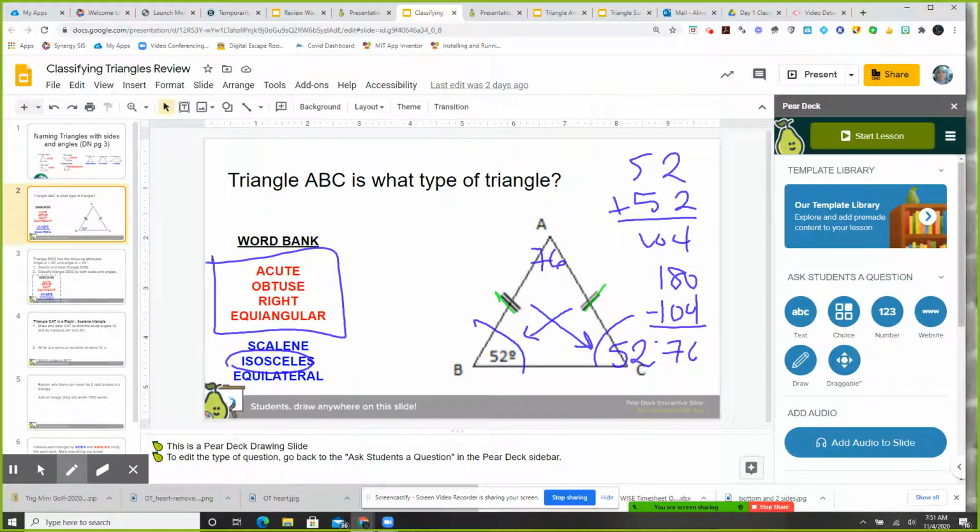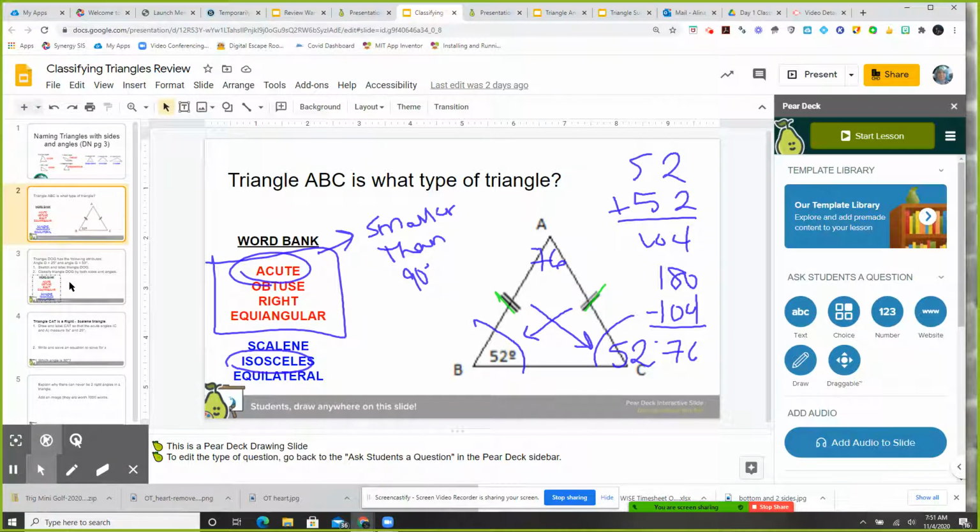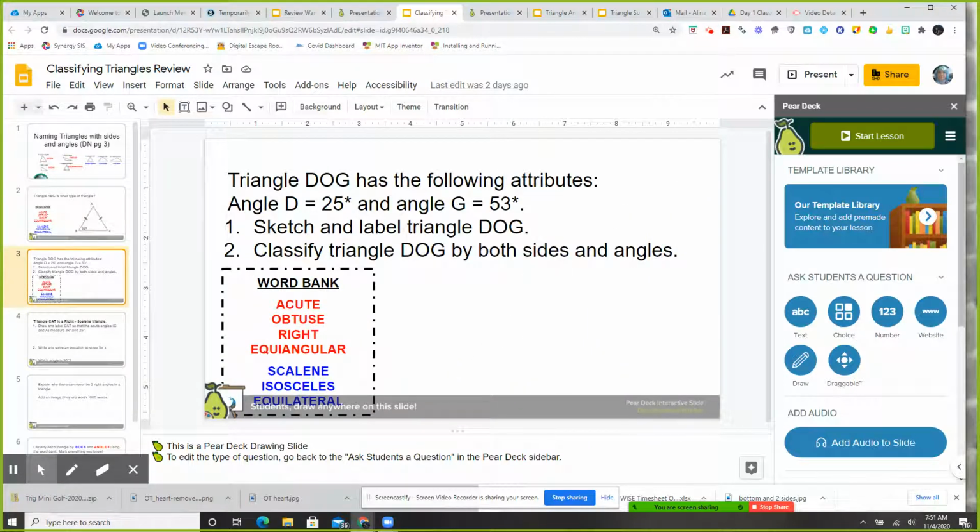So without doing all of that math, there's no real way to tell with 100% certainty what kind of angles we've got. But now that we've calculated that, what kind of angles do we have? Is this an acute triangle, an obtuse triangle, a right triangle, or an equiangular triangle? Acute, for sure, because they're all smaller than 90 degrees, right? Okay, so this is acute isosceles, but we had to do some math in order to determine that with 100% certainty. What about triangle 3?